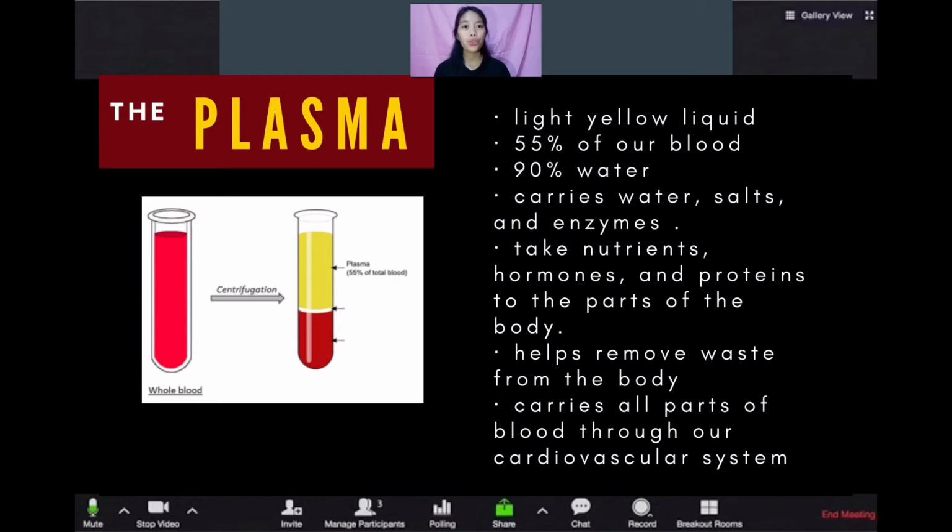The main role of plasma is to take nutrients, hormones, and proteins to the parts of the body. It also helps remove waste from the body and carries all parts of blood through our cardiovascular system.